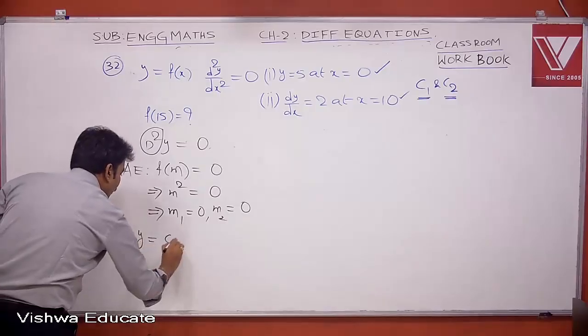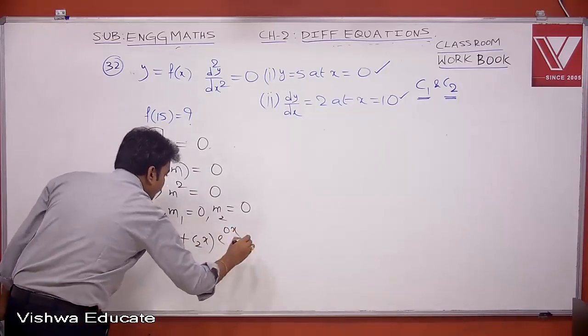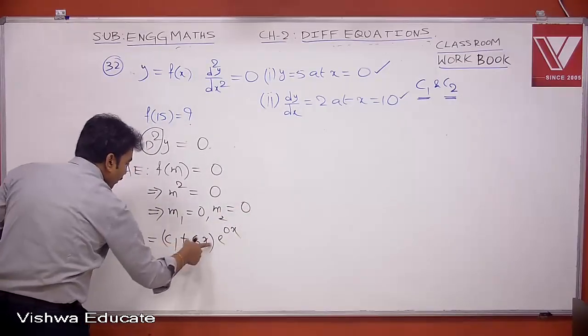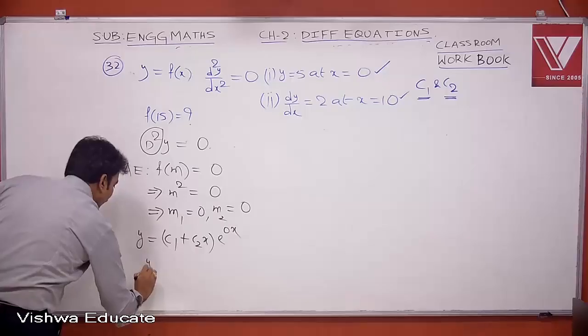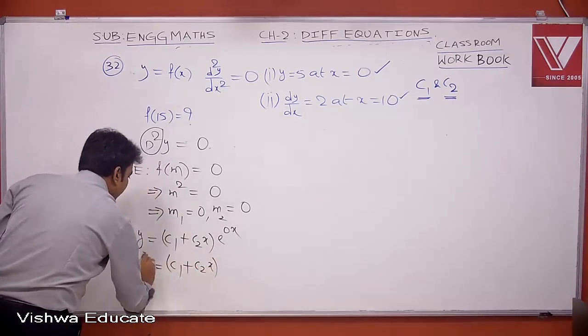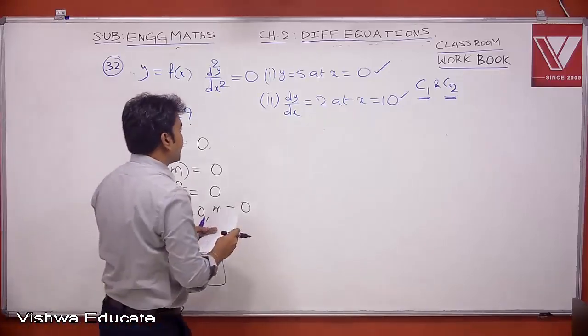Therefore y equal to c1 plus c2x into e power 0x, since the roots are real and equal. Therefore y equal to c1 plus c2x. This is my y. Now let us apply the boundary conditions.